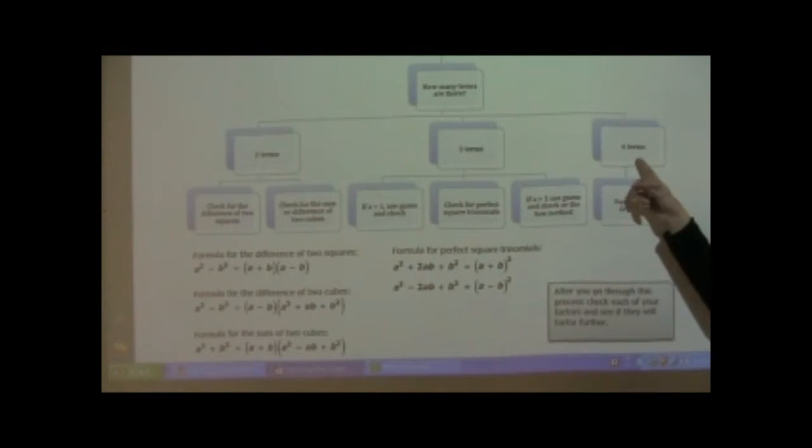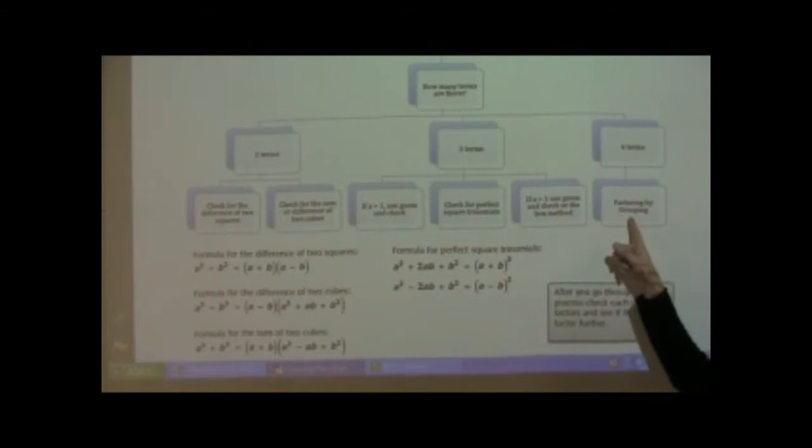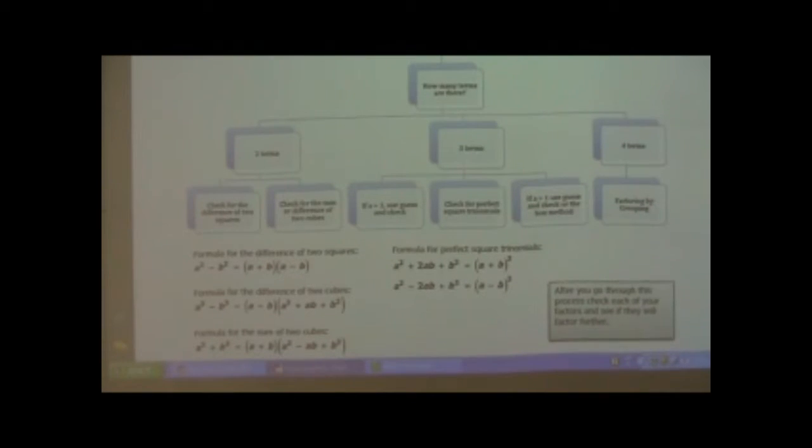If you have 4 terms, you're going to use factoring by grouping. And if you recall, we did that quite some time ago. So you might have to review your notes and remember factoring by grouping. But if you have 4 terms, that is the method that you are going to use.